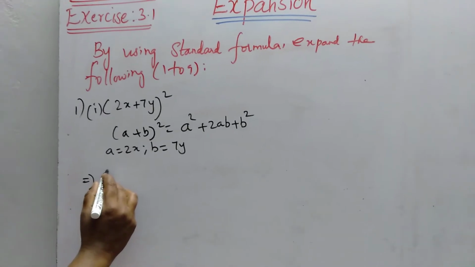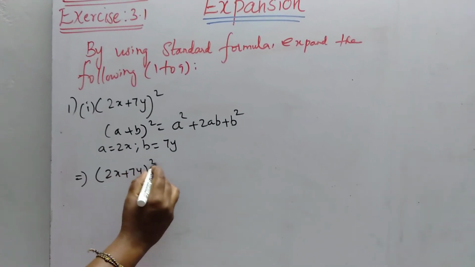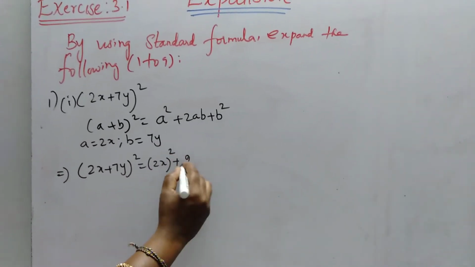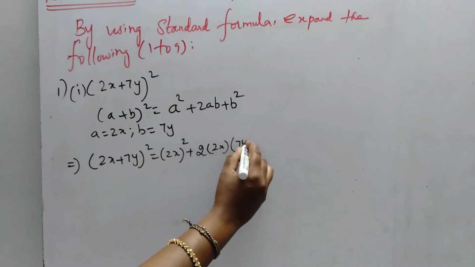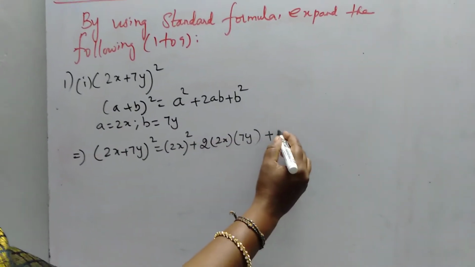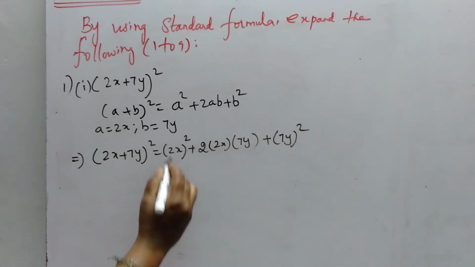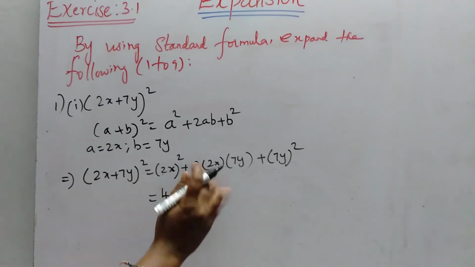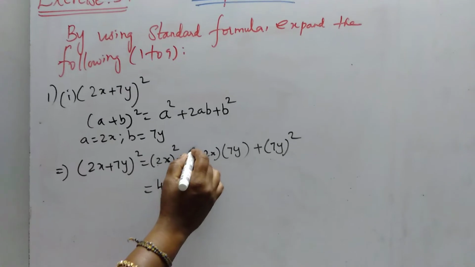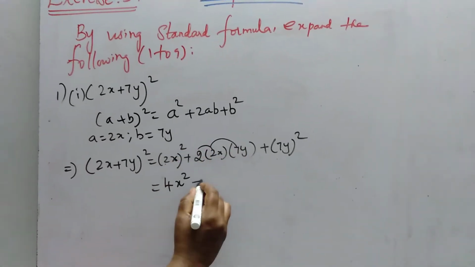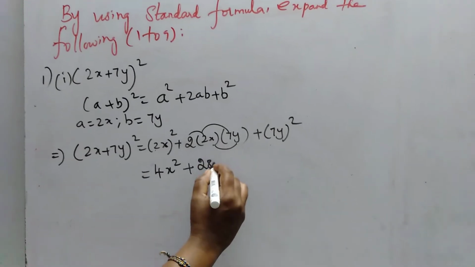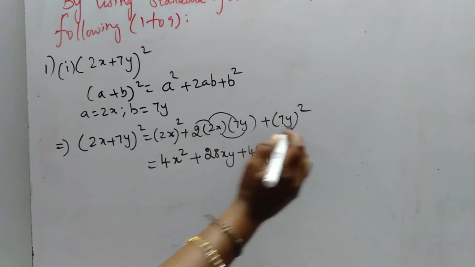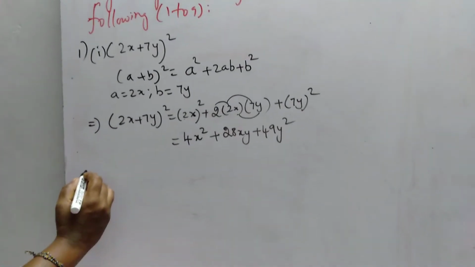Which implies (2x + 7y) the whole square equals (2x) the whole square plus 2 into a into b, where a is 2x and b is 7y, plus b square, which is (7y) the whole square. So we square this 2 as well as this x, so 4x square. Then we multiply the numbers: 2 into 2 is 4, then 4 into 7 is 28, then variable xy, plus 7 square, then y square, which is 49y square. That's all. Next, the second subdivision.